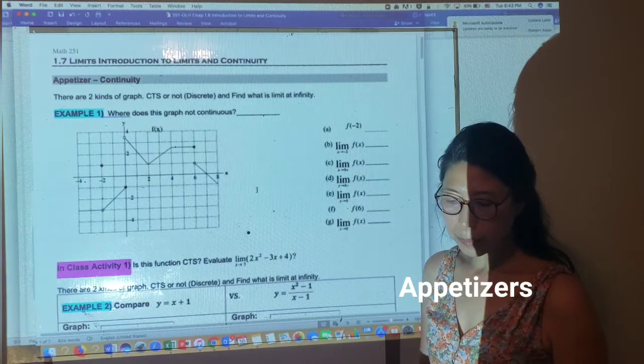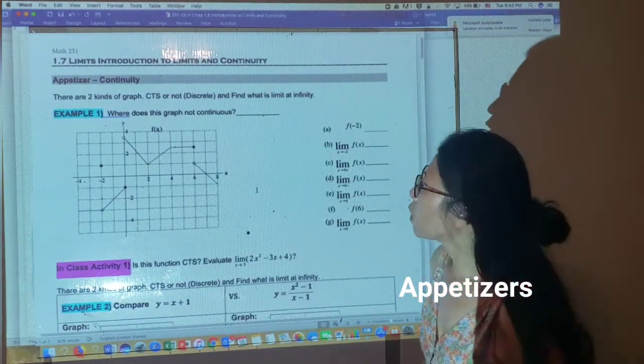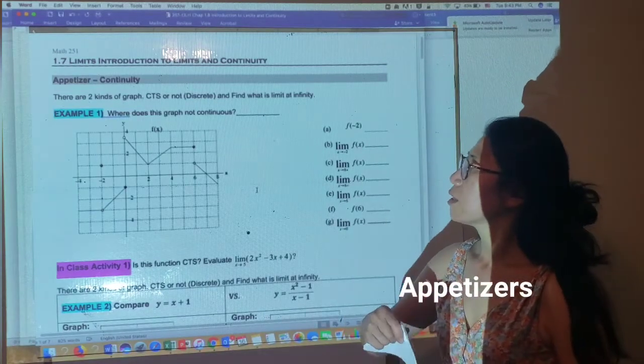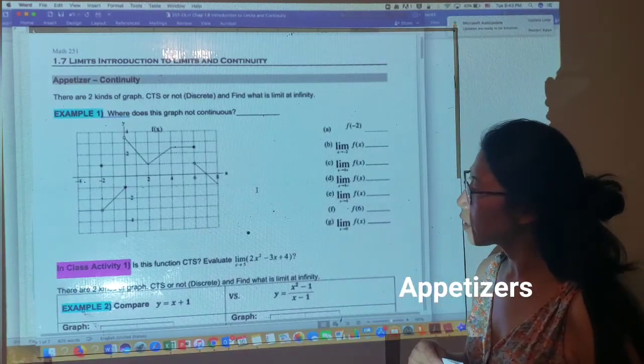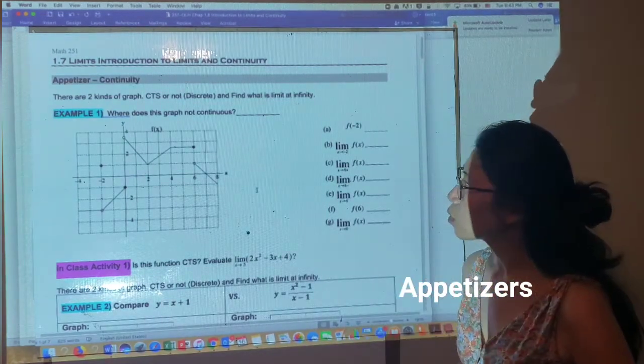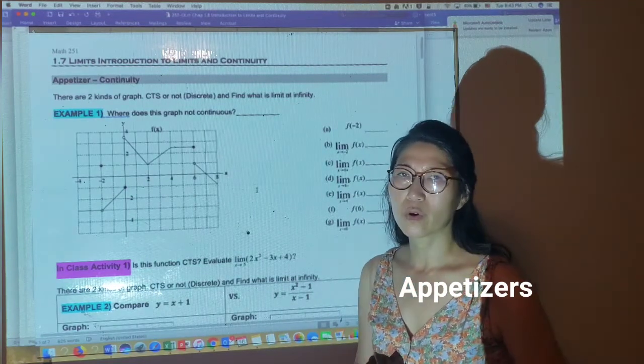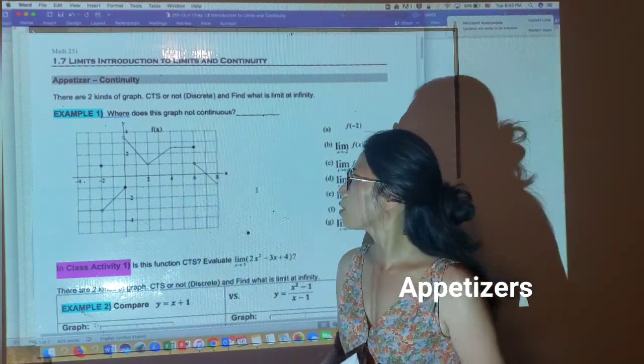We are going to start limits, introduction to limits and continuity. So we are going to study two things, and one will be continuity, and then after that I'm going to get into a little bit deeper thinking about the limit. I want to talk about two kinds of graphs. Of course there are a lot more graphs in reality, but there are two kinds.